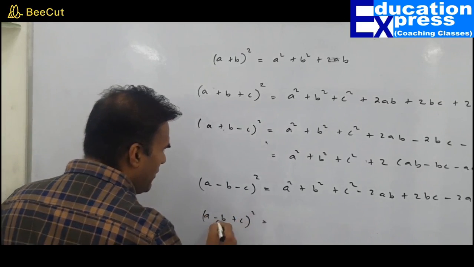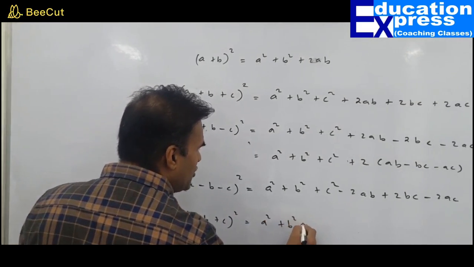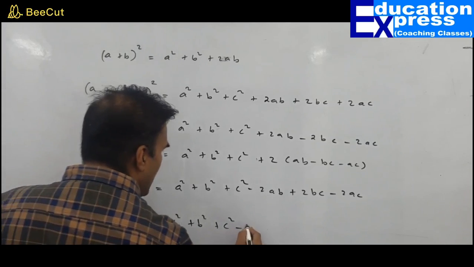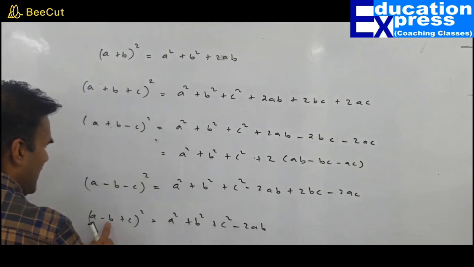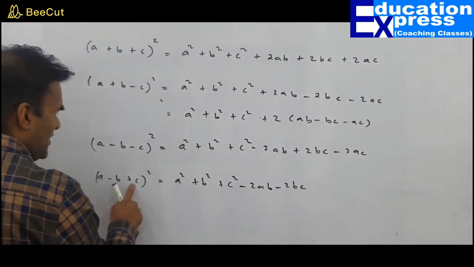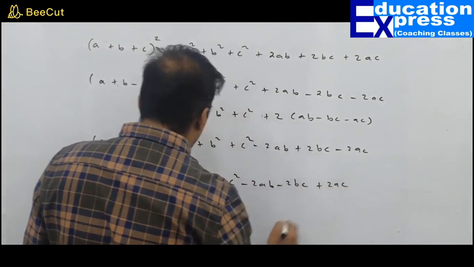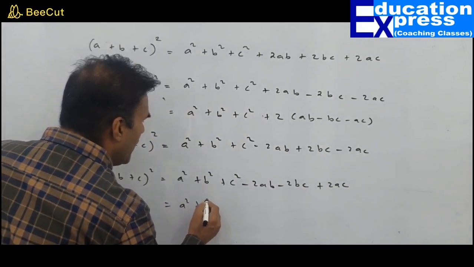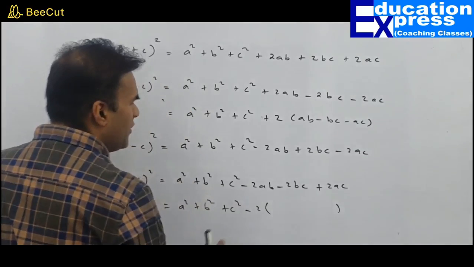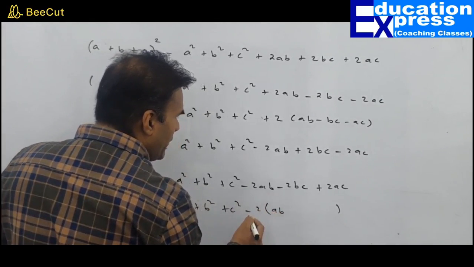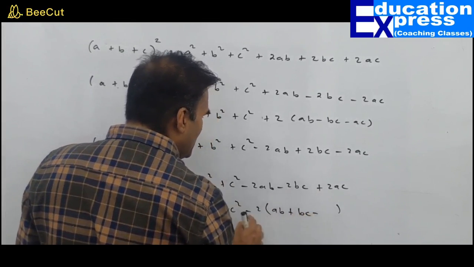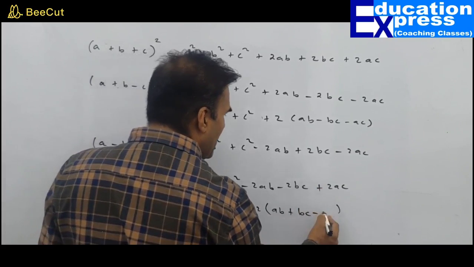Suppose in this permutation combination, again A square plus B square plus C square. After that 2 into A into minus B, minus 2AB. 2 into minus B into C, minus 2BC. 2 into A into C plus 2AC. If you wish, you can compress it by taking minus 2 as a common factor. You get AB minus, so plus, because plus into minus is minus. BC minus, because minus into minus will become plus AC.